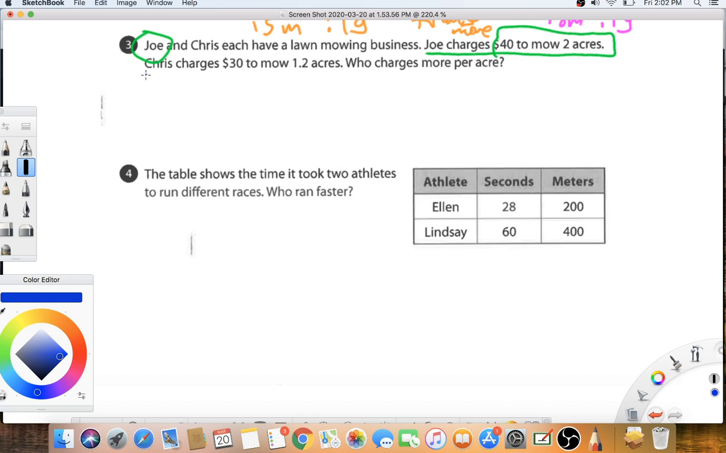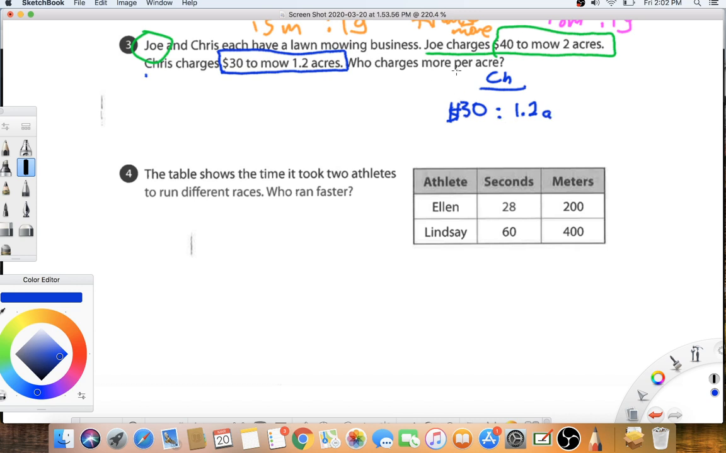Chris charges $30 to mow 1.2 acres. Who charges more per acre? So we'll do Joe on this side, the green one, and then we'll do Chris on this side. So for Chris, he does $30 to mow 1.2 acres. We'll just put an A for acres.